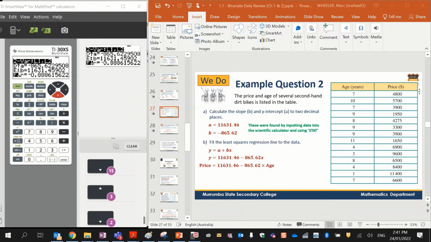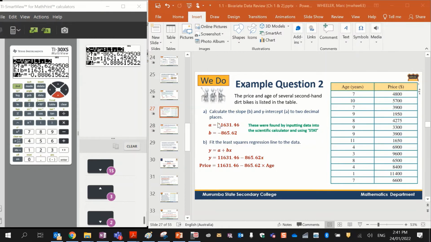If you're using one of the grey Casio calculators, the A and B is already correct, so you don't have to change anything. So you just have to remember that. Okay, so all we do is we've calculated our A and B. So my A is actually this one. My B is actually negative 865.62. We write those values down, and then we sub them into the equation.